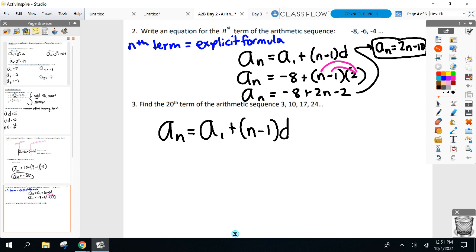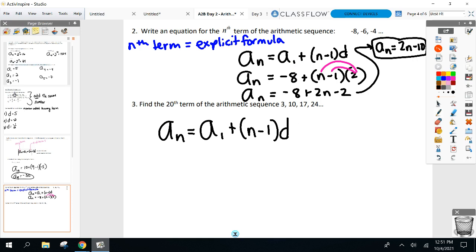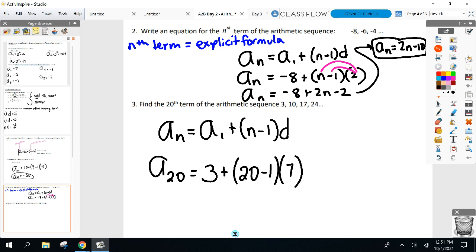Okay, I'm going to ask somebody to help me plug it in now. Plug in some numbers here for me. Ava, here you go. What term am I finding? 20. So that's n. First term? 3. Yep. Plus, what's in for n now? 20. Good job. 20 minus 1 times 7. Good. That's my common difference, going up by 7. Good work, Ava.